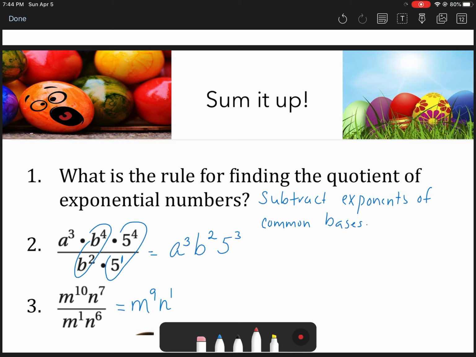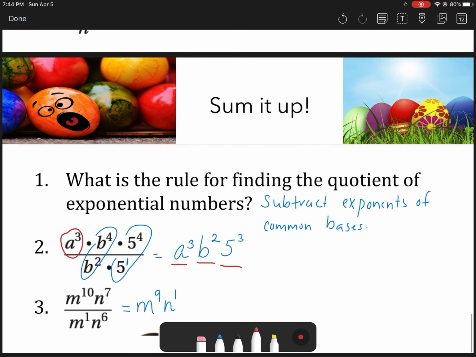Remember that you can only add or subtract exponents of common bases. So a to the 3rd, we have nothing that combines with that, so we have a to the 3rd here. B to the 4th divided by b to the 2nd gives us b to the 2nd. 5 to the 4th divided by 5 to the 1st gives us 5 to the 3rd, and that's it. That's in simplest form. You can't take it any further. And the last one we have, your answer comes out to be m to the 9th, n to the 1st.